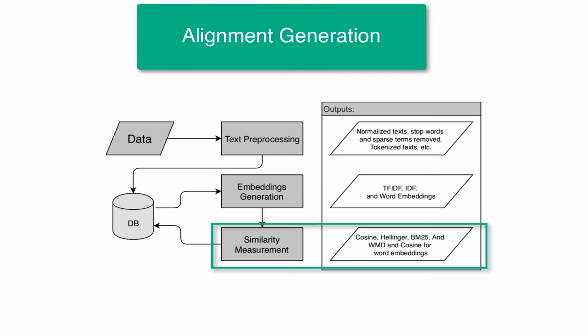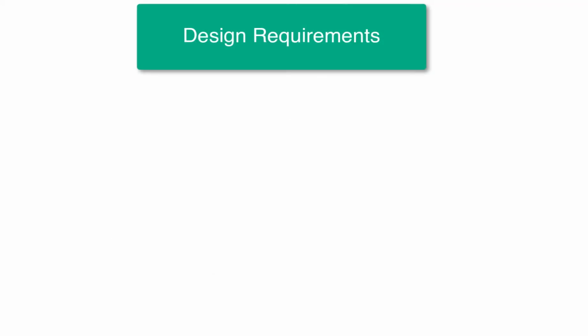After generating the embeddings, we implement the similarity measurements to derive the matches between the segments. For this, we use a selection of popular state-of-the-art distance and similarity measurements, such as cosine distance, BM25, and word mover's distance. The design of AlignVis is driven by iterative discussions with the domain expert, which resulted in 5 design requirements.